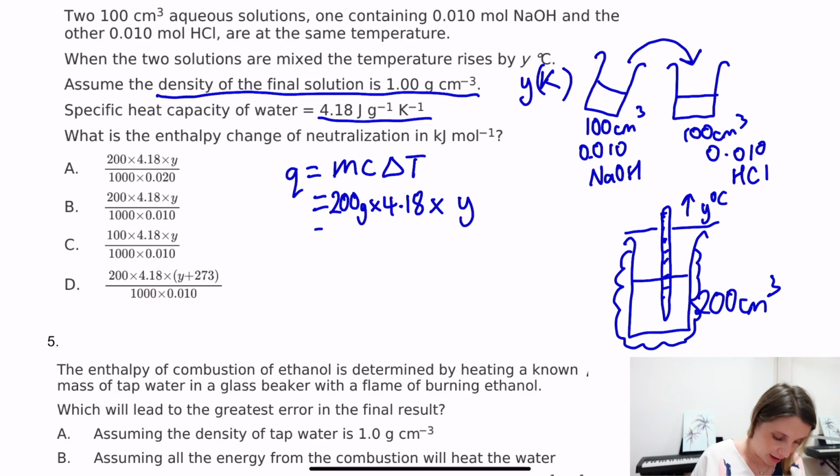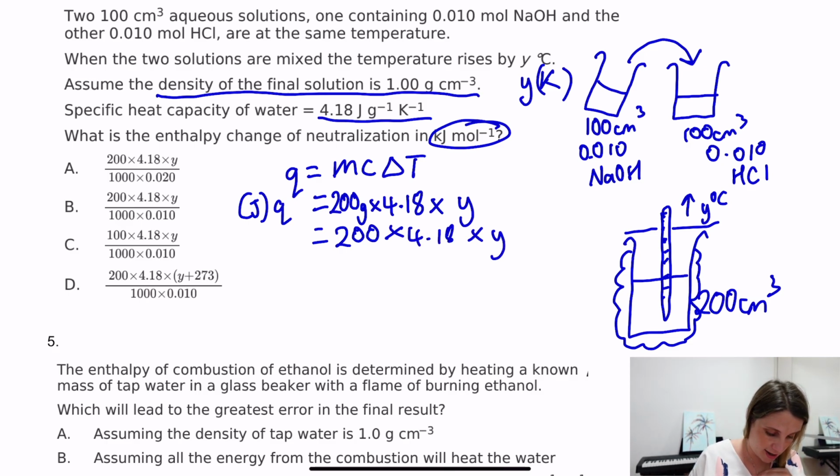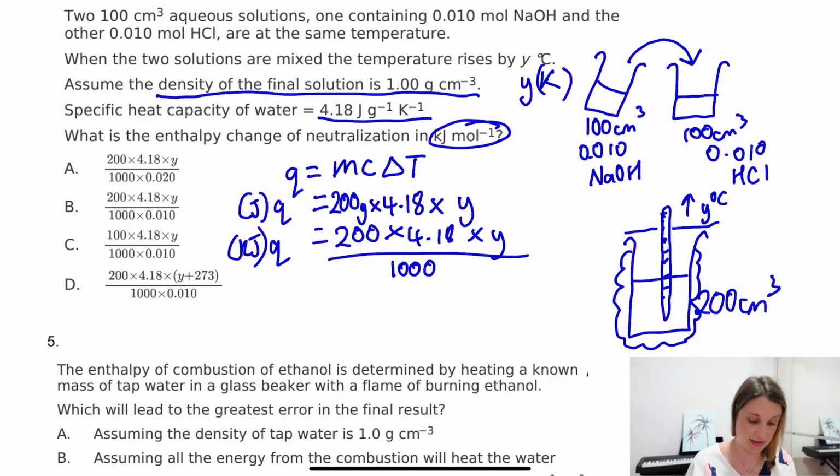So right now I've got 200 times 4.18 times Y, and that's going to give me the Q, which would be in joules. So for this one, they want kilojoules per mole. So to get this into kilojoules, it's going to become 200 times 4.18 times the Y divided by 1,000, and that would be the Q in kilojoules, and that's the answer there.